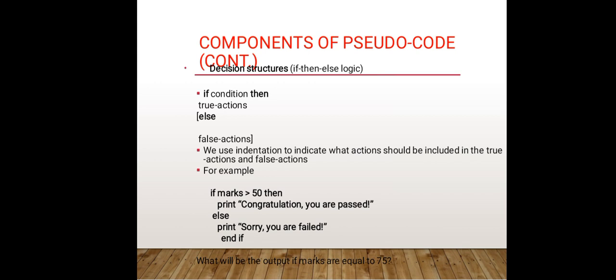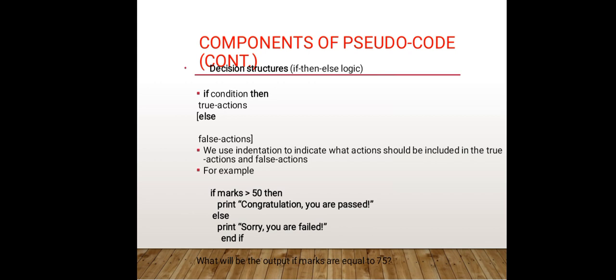This is where we are now going to talk about decision structures, like if-then-else logic, for example, the if condition. And remember, in the flowchart, we use the diamond. Why do we use the diamond? Because the diamond is referred to as the decision box. So if the condition is true, do the true action, else the false action. We use indentation to indicate that the actions should be included in the true action and the false action.